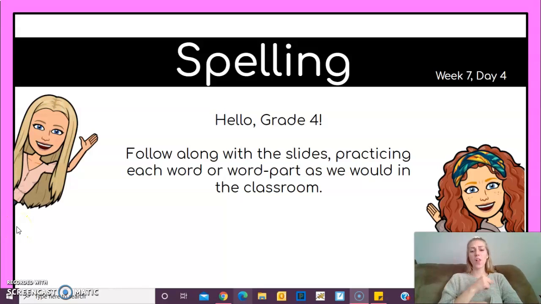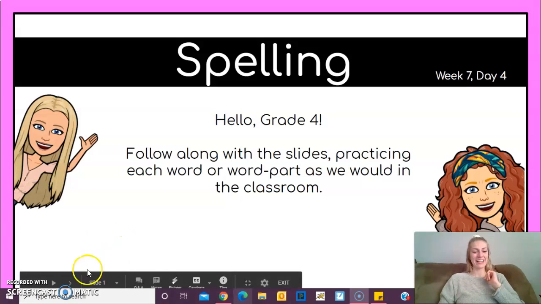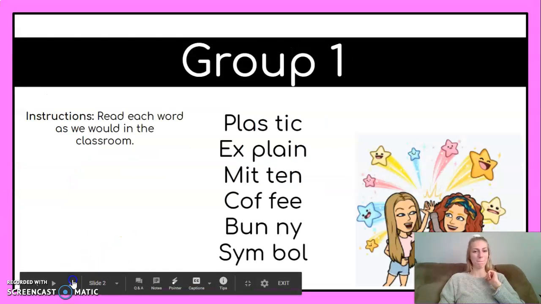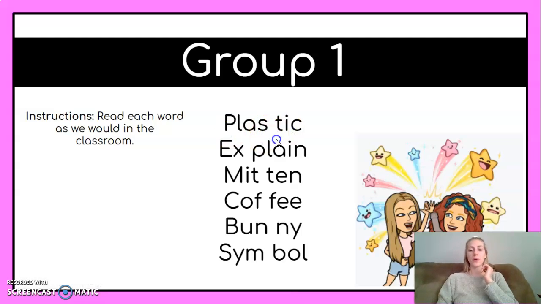I want you to follow along with the slides, practicing each word or word part, just like we would in class. Okay, let's begin. Let's start with group one's words. Now remember, I'm going to put the cursor or mouse doodad underneath the word, and I want you to say it after you see my signal. Okay, now make sure you're listening with your listening ears for the right pronunciation and see if you got it right too. Okay, let's begin.